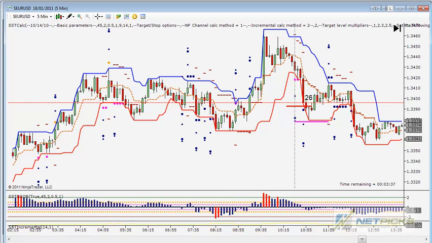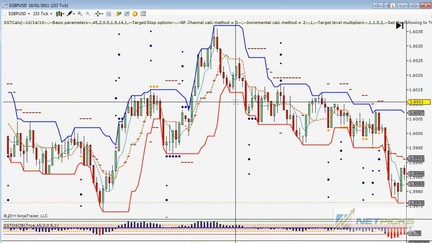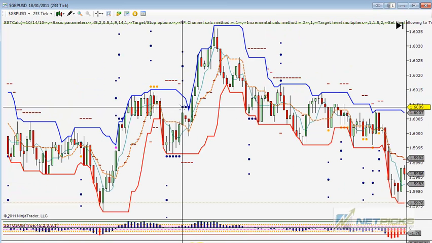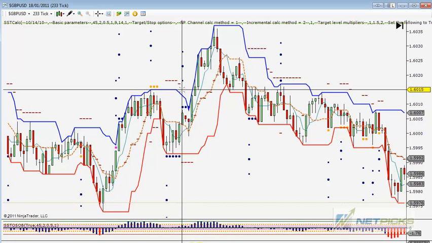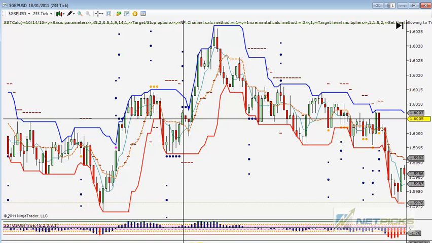But there is a nice trade setup here on the pound US right here, 933 from 6009. There was an adjustment up here, 6015. That's a pretty big adjustment right here.